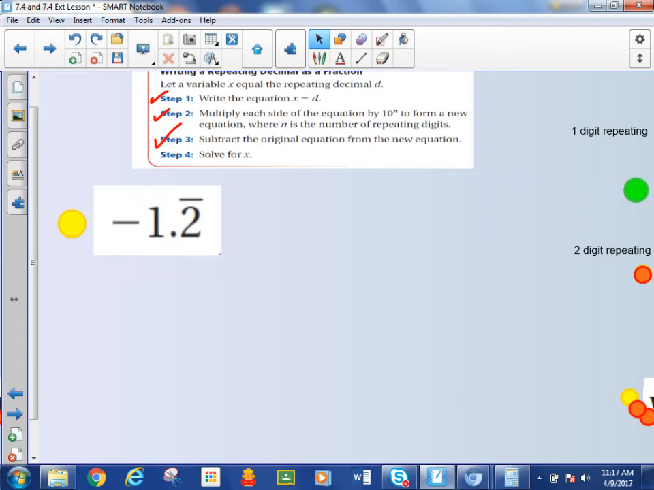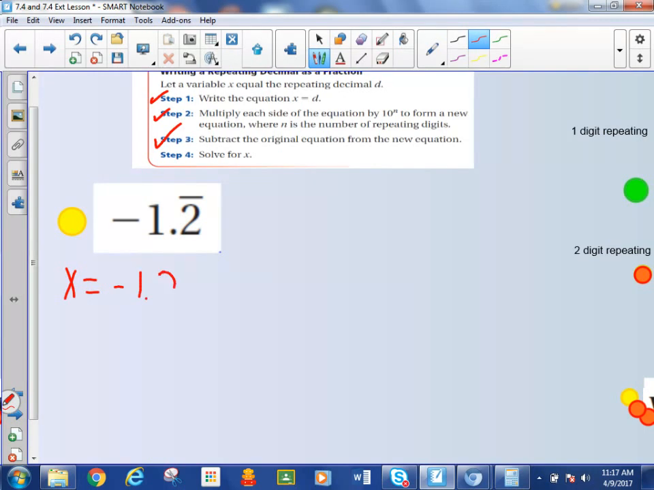This one's got a negative on it, so that's the tricky part when we get into subtracting. We have to remember we're subtracting a negative. So the first step is to write it out as x equals negative 1.2 repeating. Then we only have one number repeating, so we're going to take it times just 10. So 10x equals, shift it over one place, so remember it's going to be a 2 behind there. So I'm going to erase that so I don't accidentally think that that's my original equation.